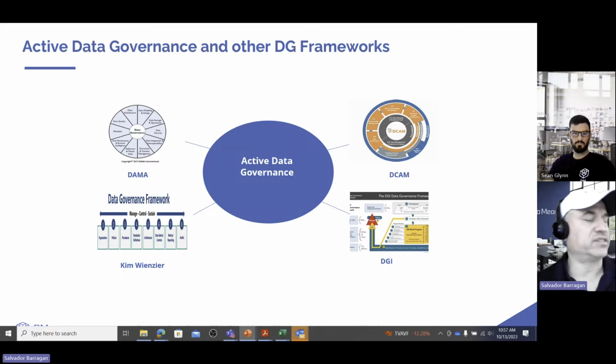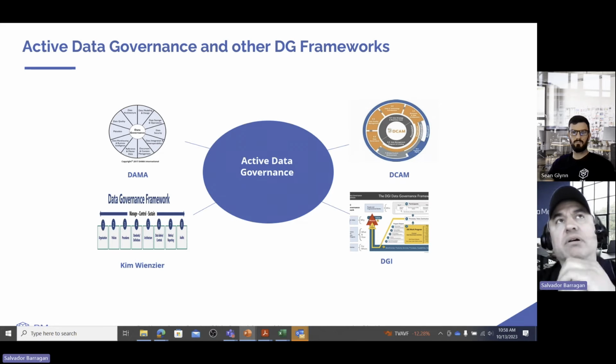So active data governance, even though it's a framework that was established by Alation itself, is really tied to other frameworks. So it has aspects of DAMA. If you're familiar with DAMA and DCAM, these are two high-level, very popular frameworks. But active data governance takes from both those frameworks, as it does from the DGI framework and some new frameworks from individuals that have come out recently, such as a data governance framework from Kim Weinzer. So all these frameworks, active data governance touches upon all of them.